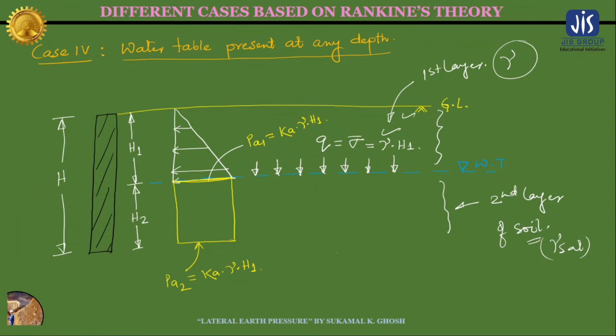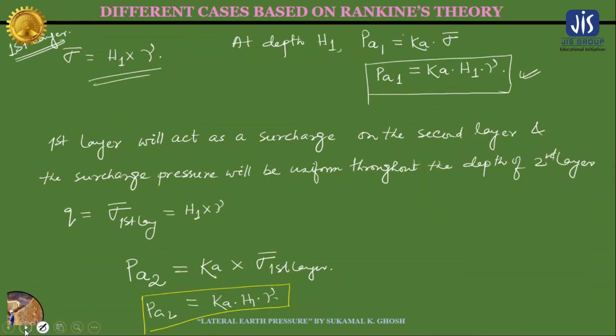Here there will be an active earth pressure for the soil, or you can say for the geostatic condition, and also an active earth pressure for the hydrostatic condition, or for the pore water, as we discussed in our case 2. This is for the geostatic condition and this is for the hydrostatic condition. Let me analyze what the values will be.